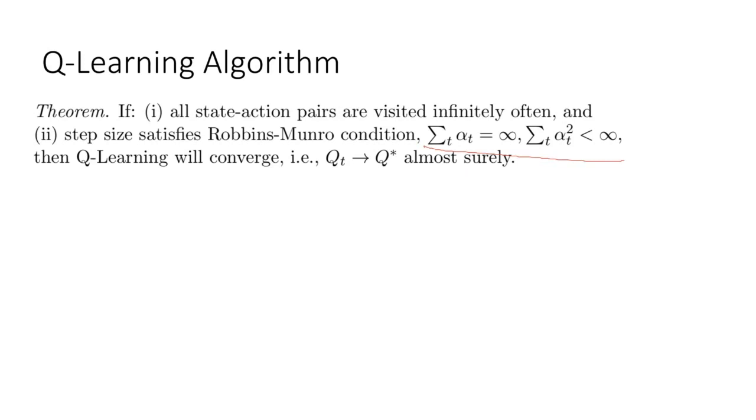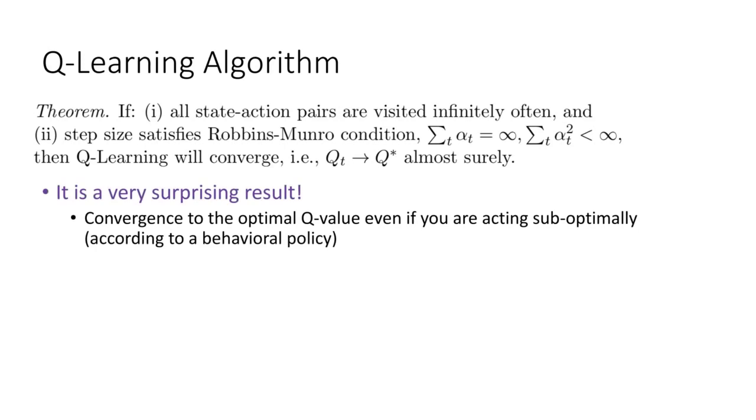So under condition 1 and condition 2, we can show that Q learning will converge. That is, Qt will converge to Q star almost surely. Let me read that theorem again. If all state action pairs are visited infinitely often and the step size satisfies the Robbins-Monro condition, that is, the sum of the step size is equal to infinity and the sum of the step size squared is less than infinity, then Q learning will converge to Q star almost surely.